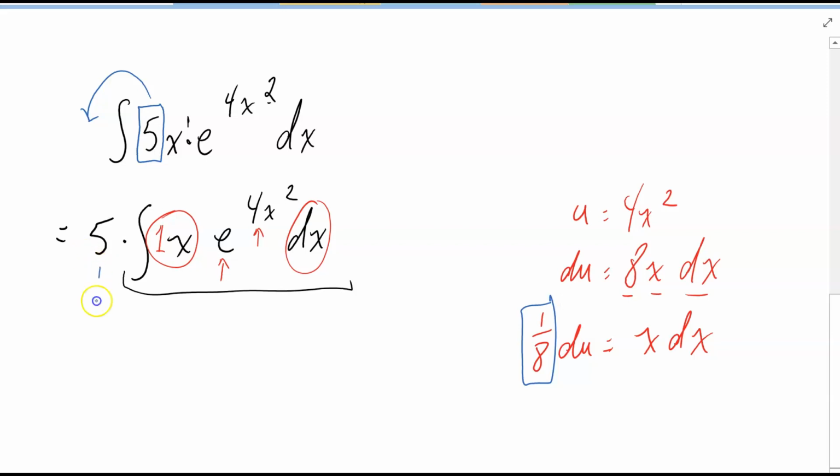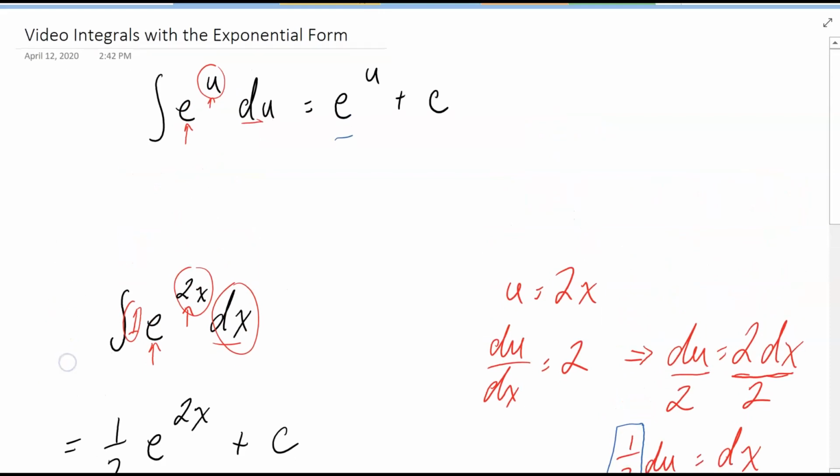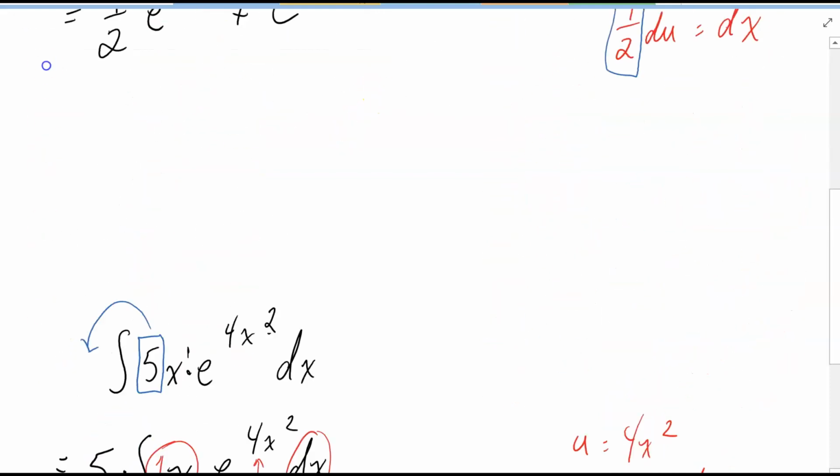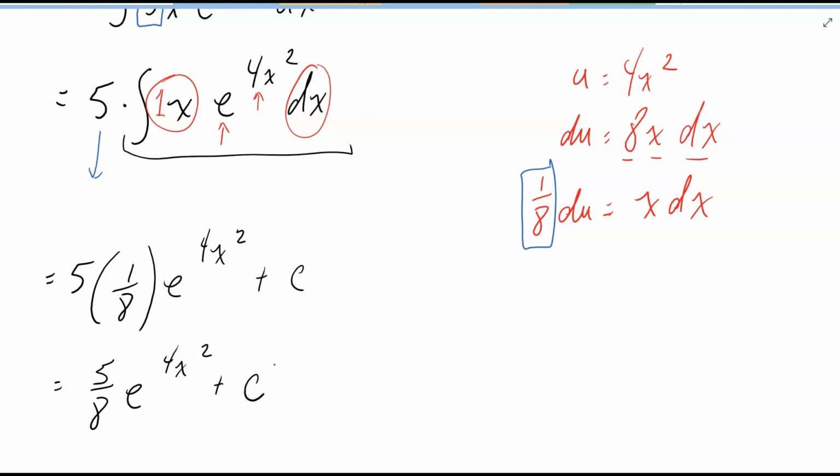I also want to remember I'm multiplying by 5. So my final answer will be 5 multiplied by 1/8. And now it fits, and I can use the formula for that, which is e to the u plus c. So e to the 4x squared plus c. And that will simplify down to 5/8 e to the 4x squared plus c. And that's a couple of examples of how to do integrals with the exponential form.